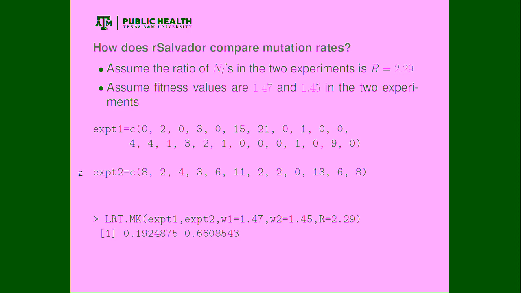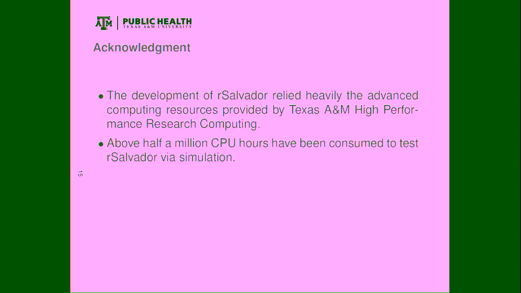For example, here I have 2 experiments, experiment 1 and experiment 2, but the second tube has almost twice as many cells as the first tube. That makes life not so easy. So I use LRT.mk, and you can compare mutation rates. The first number is the chi-square. The second number is the p-value. Anyway, this sounds very easy, but it took a lot of computation.